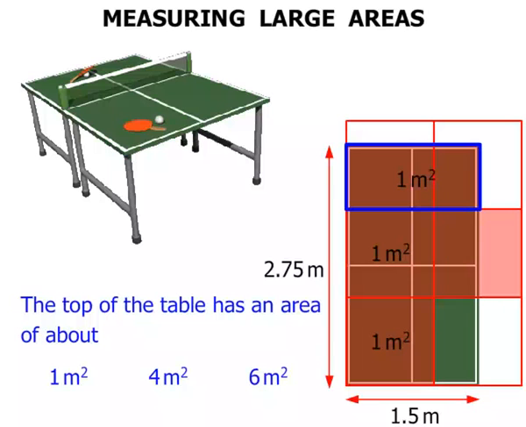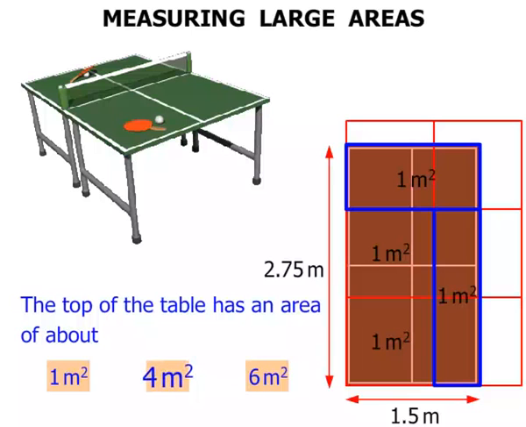Now looking further down, this one here again, that's probably about half covered. And this one covers about half of it too. So again, those 2 combined would probably make up another square meter. So how many have we got? Is the answer 1 square meter, 4 square meters, or 6 square meters? I think we would safely say it's about 4 square meters.